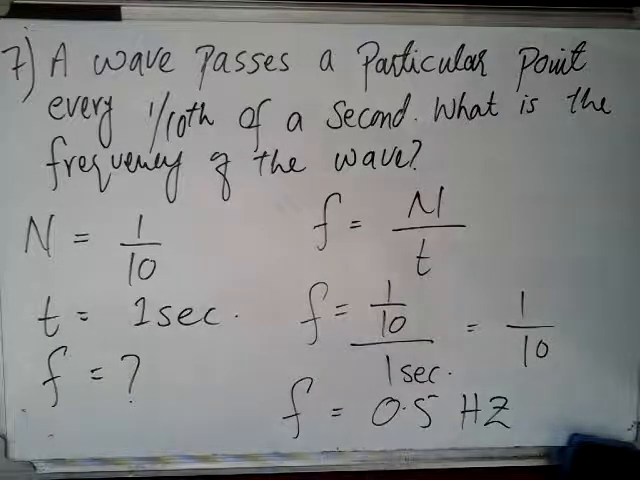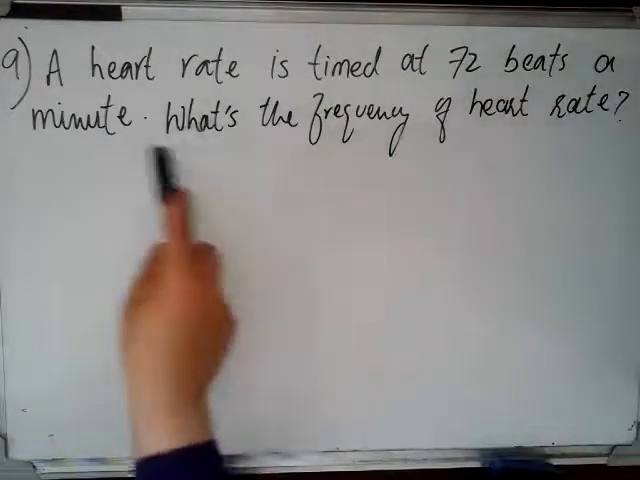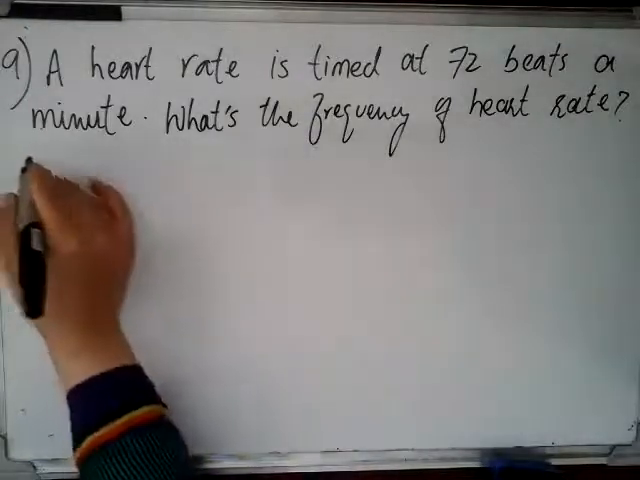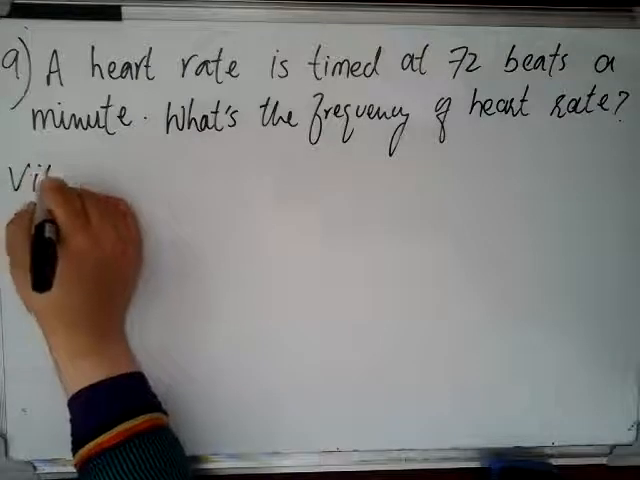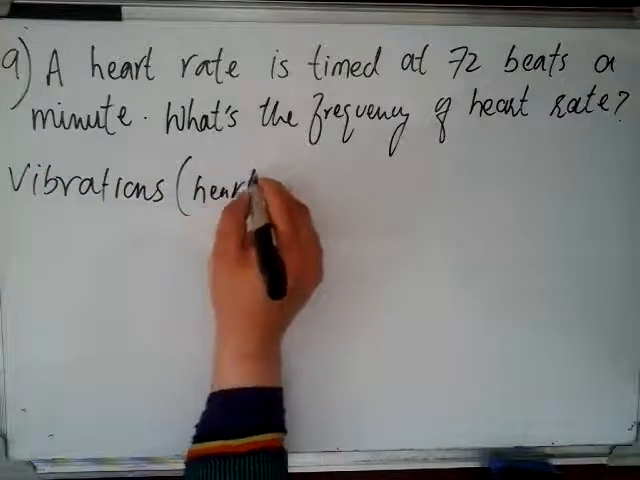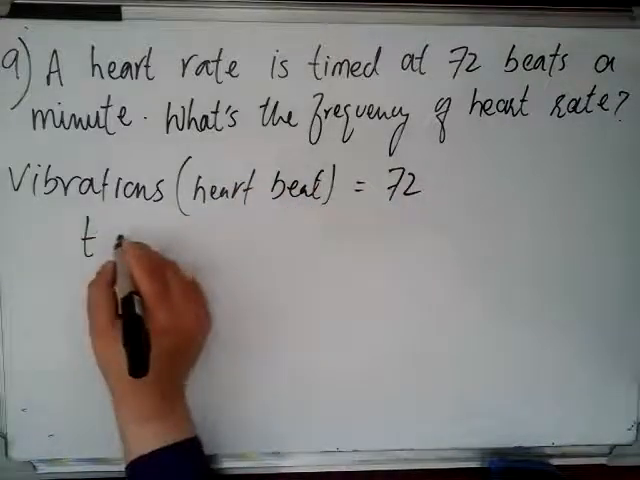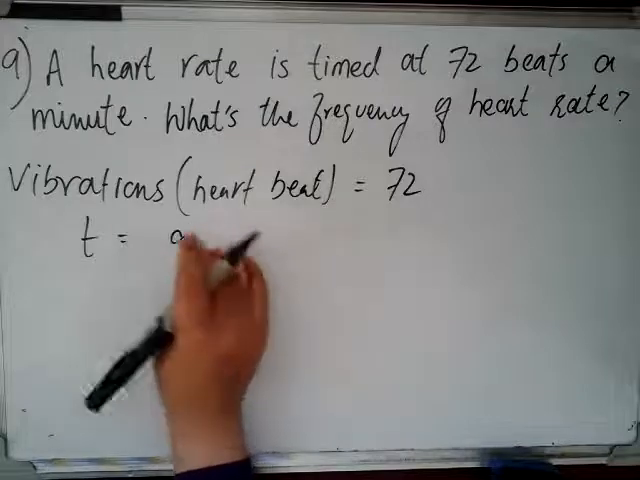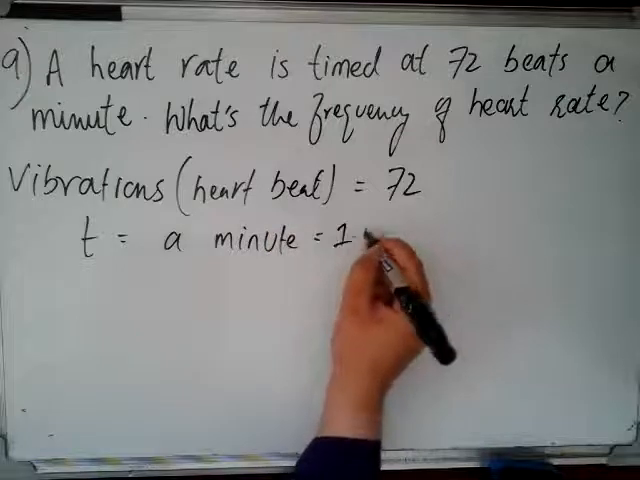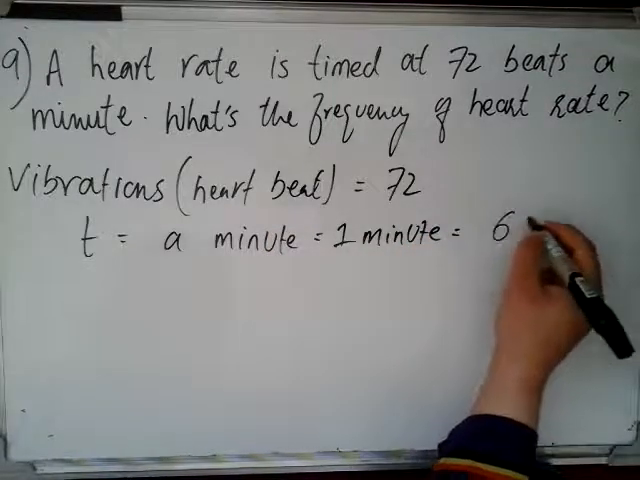Is that clear? Very important question: a heart rate is timed at 72 beats a minute. What's the frequency of the heart rate? So here the heartbeat is the vibrations. So here the number of vibrations, which are the heartbeats, are 72. And what is the time? It is a minute, 1 minute. Inside 1 minute there are how many seconds? It is equal to 60 seconds.